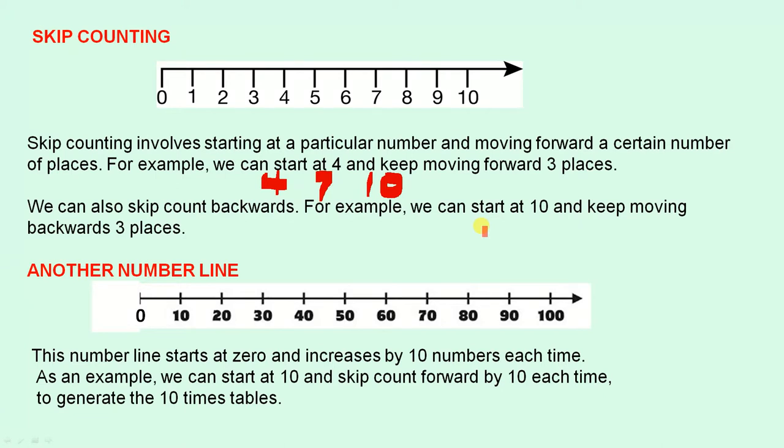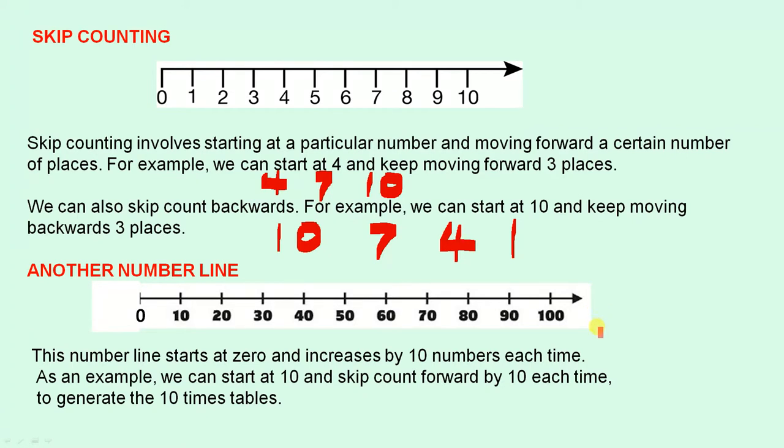We can also skip count backwards. For example, we can start at 10 and keep moving backwards 3 places. So, if we start at 10, then we move backwards 3 places to take us to 7. We keep moving backwards 3 places to take us to 4. And you keep going to take us to 1. So that's going backwards.